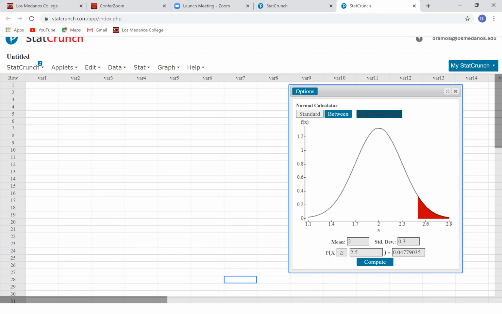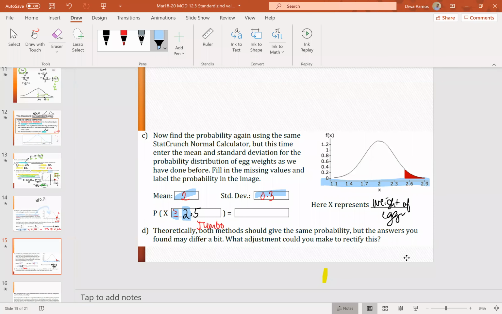Okay, let me check if there are some questions over there. Alrighty, so let's share back the original one. Okay, so this is the same, about 0.047 as well, or 4.7%. Theoretically, both methods should give you the same probability, but the answers you found may differ a bit.